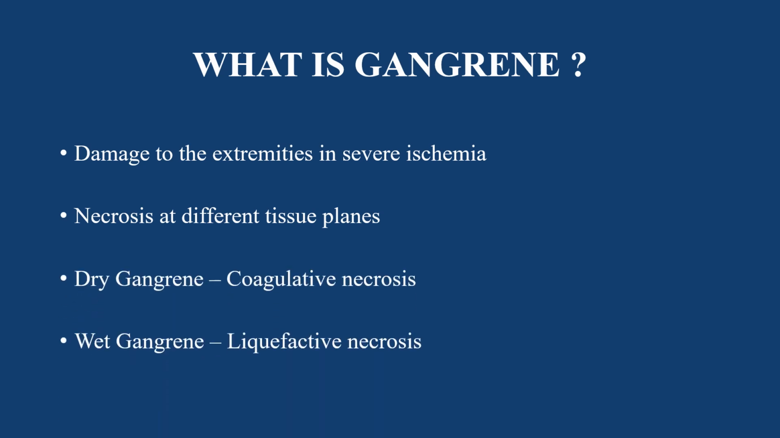We have two types of gangrene. One is dry gangrene and one is wet gangrene. Dry gangrene is a type of coagulative necrosis and wet gangrene is a type of liquefactive necrosis. But I am going to cover gangrene as a whole in a different video.